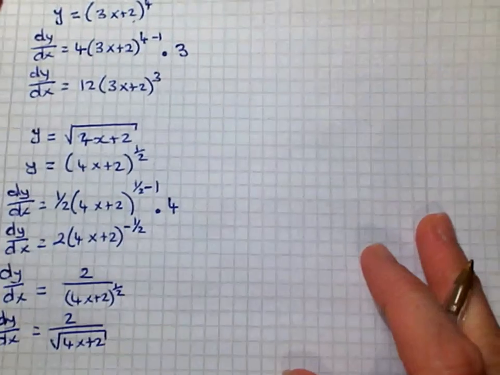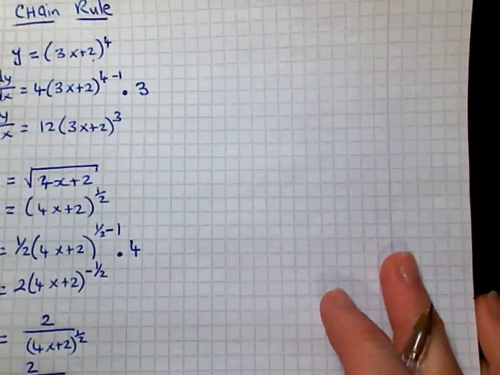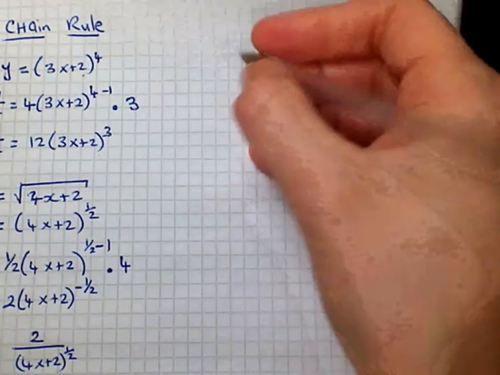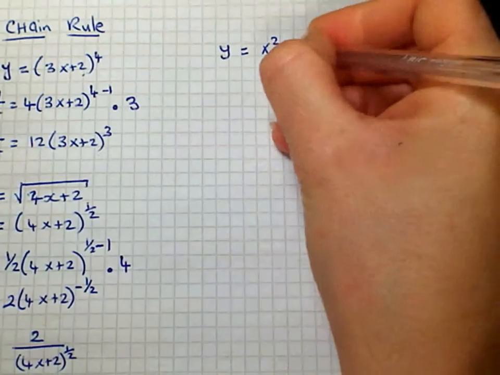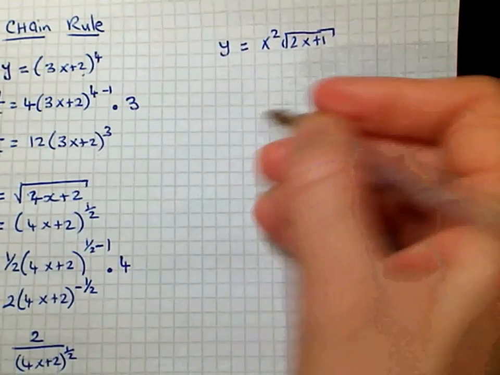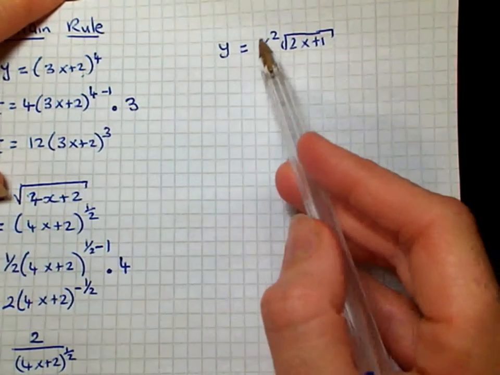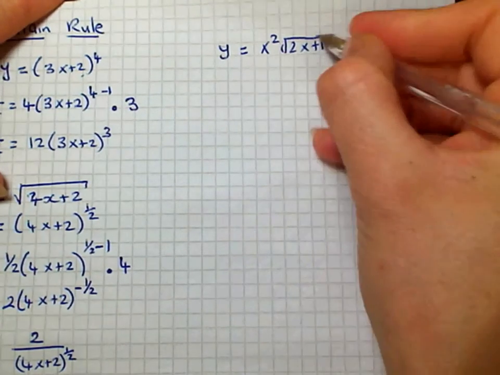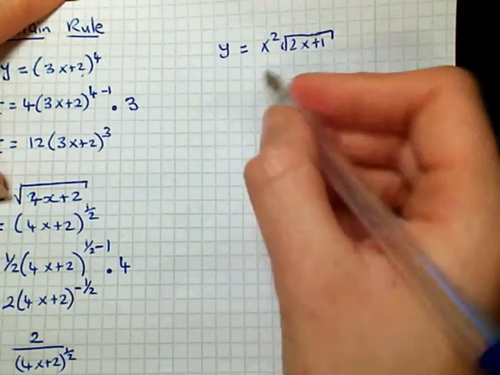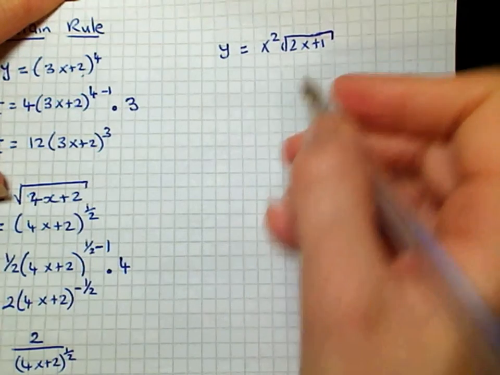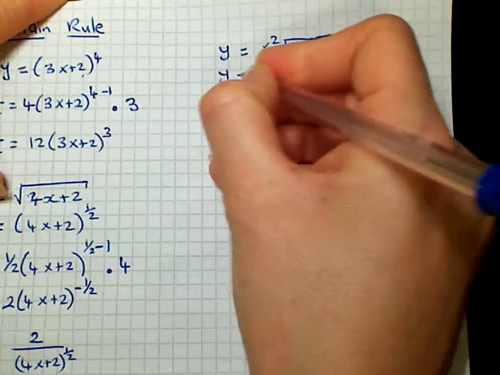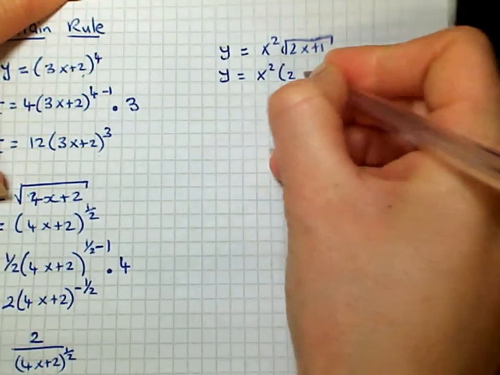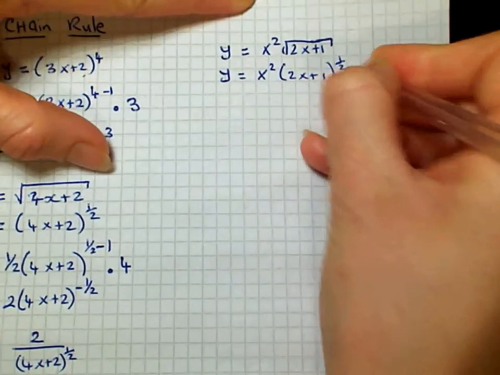Now another example on use of the chain rule would be if you had an example like y equal to x squared, the square root of 2x + 1. Okay, so we have x squared multiplied by the square root of 2x + 1. So in this case it's a product rule and a chain rule mixed into the middle of it. So we'll just get rid of the surd. So it's (2x + 1) to the power of a half.